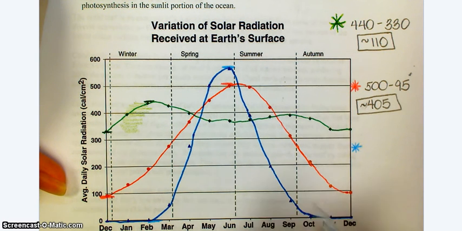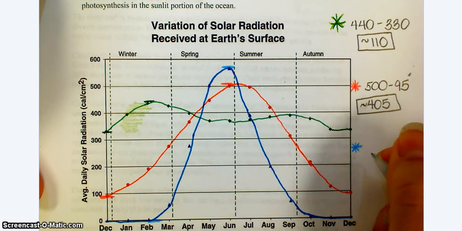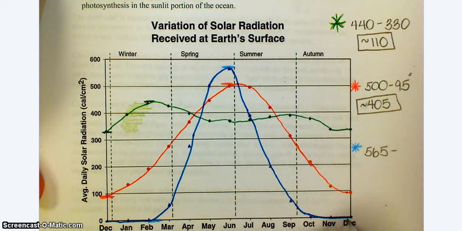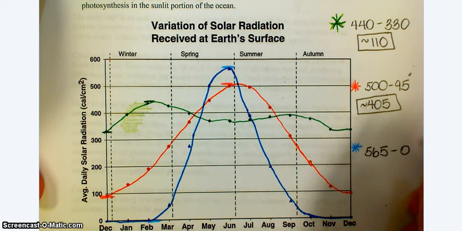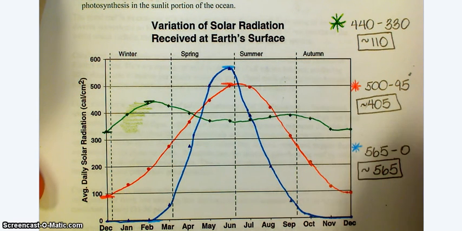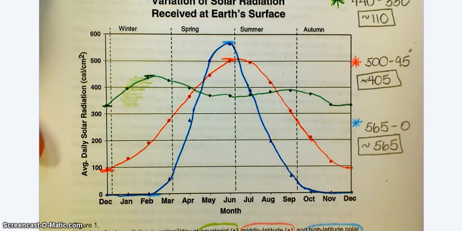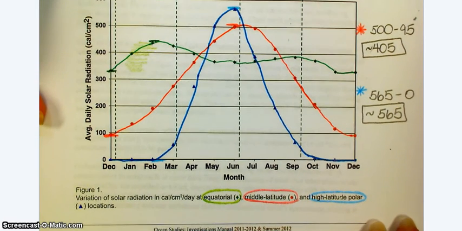And the highest blue value looks to be, I don't know, 560, 570. I'll go with 565. And our lowest value, we have blue values that are all the way down to 0. So 565 minus 0 gives us a range of about 565. Okay. Now, we're going to go down here and do a few other things.